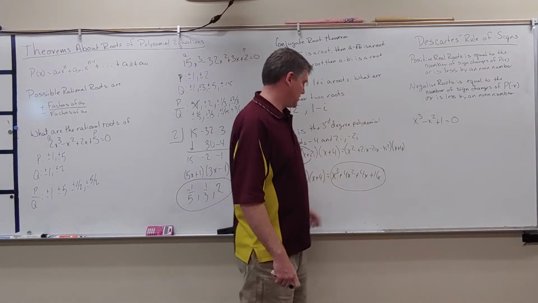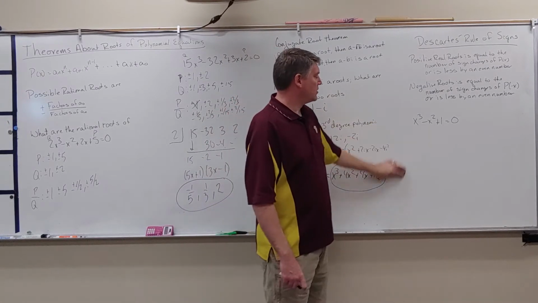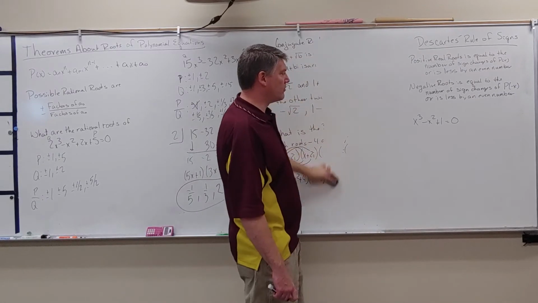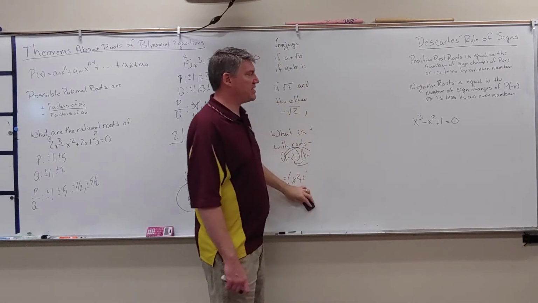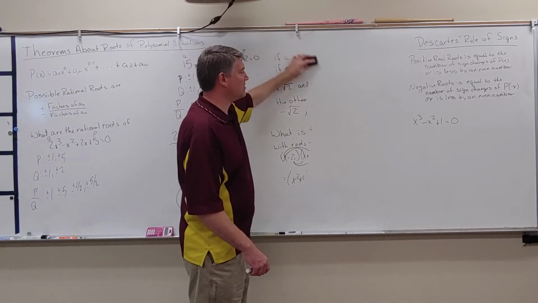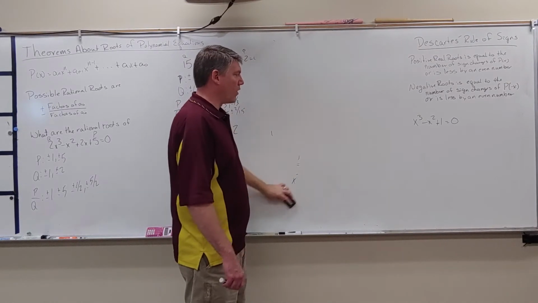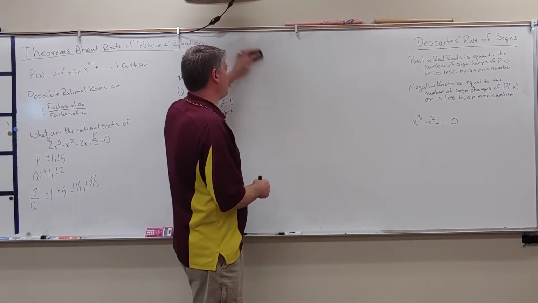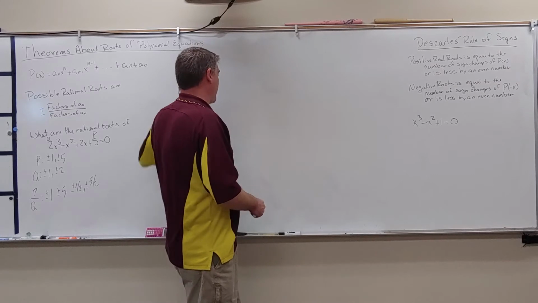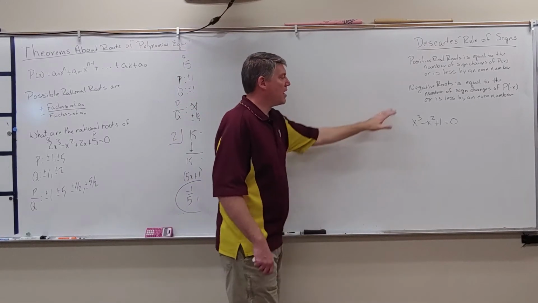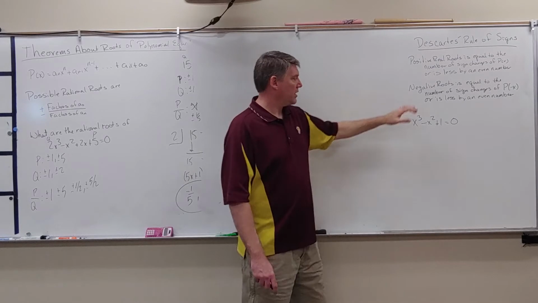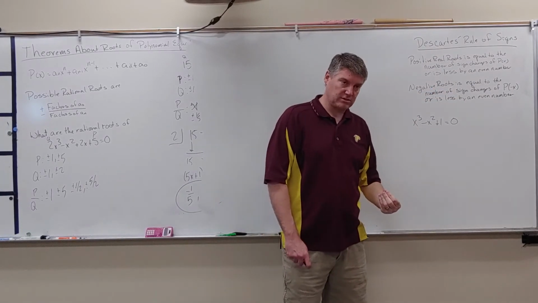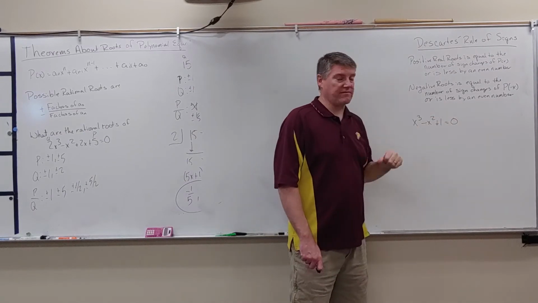So this is Descartes' rule of signs. Descartes' rule of signs says that if I want to know how many possible positive real roots there are, it is equal to the number of sign changes of p of x, or is less by an even number. Okay? So I'm going to take the sign changes of p of x, and that's going to be my positive roots. My negative roots is equal to the number of sign changes of p of negative x, or is less by an even number.